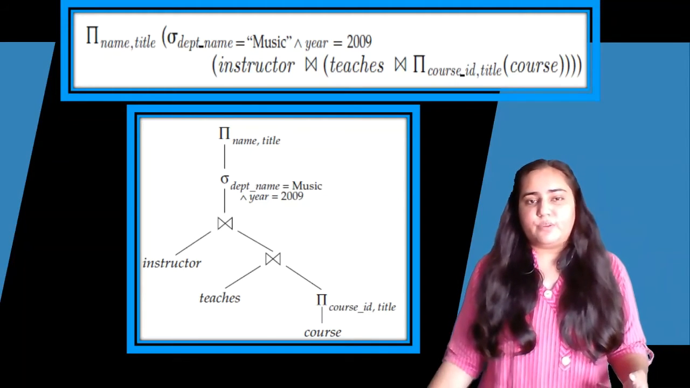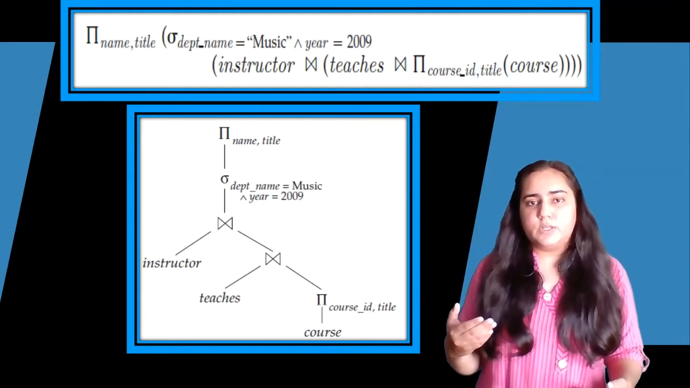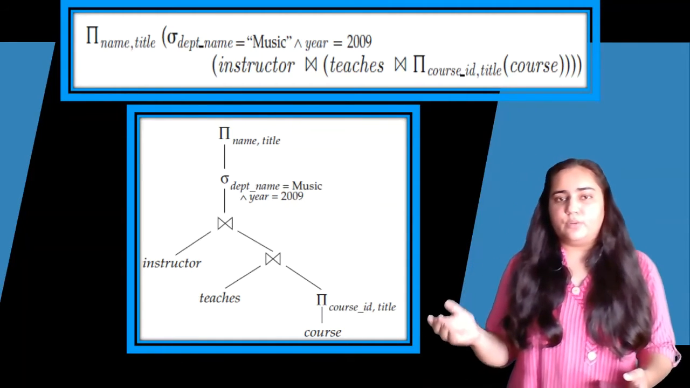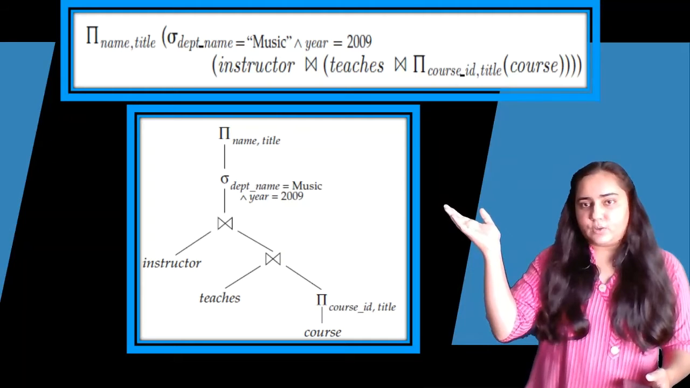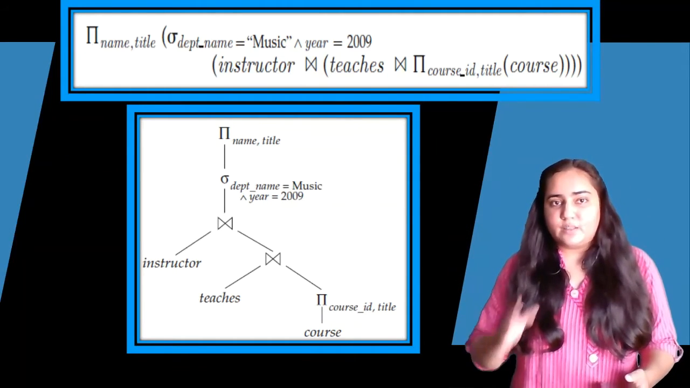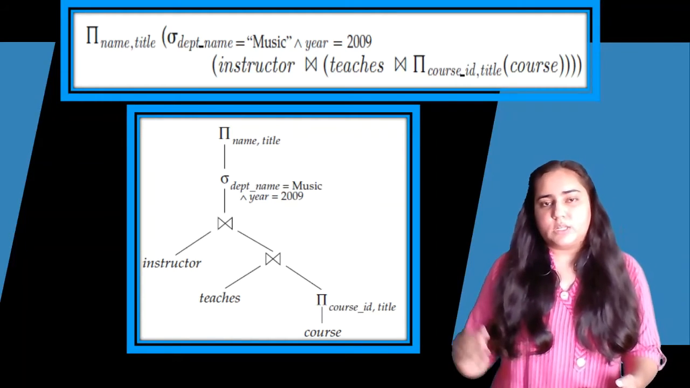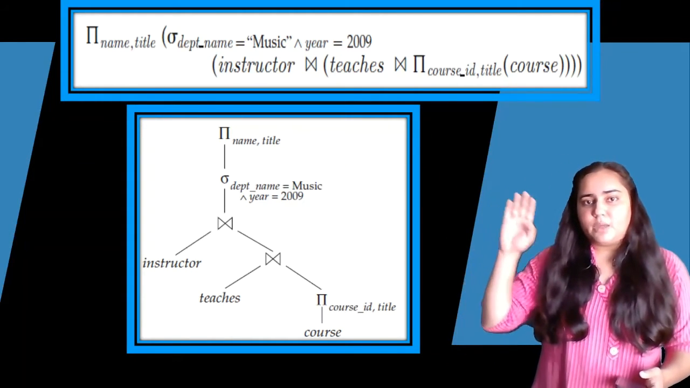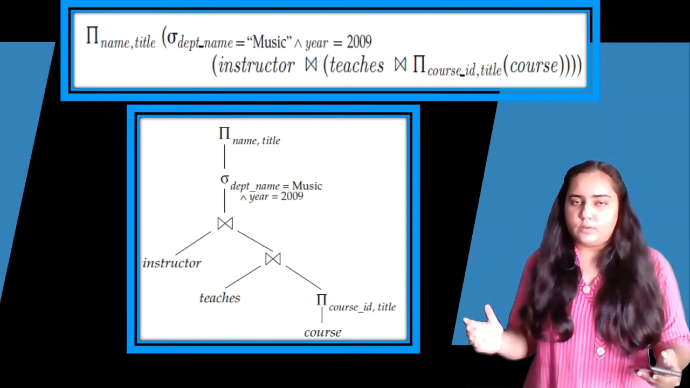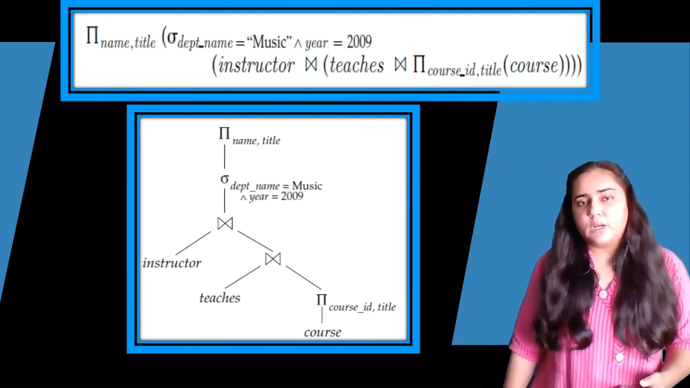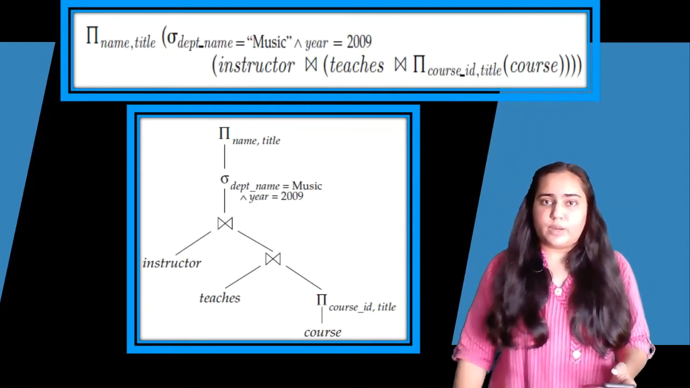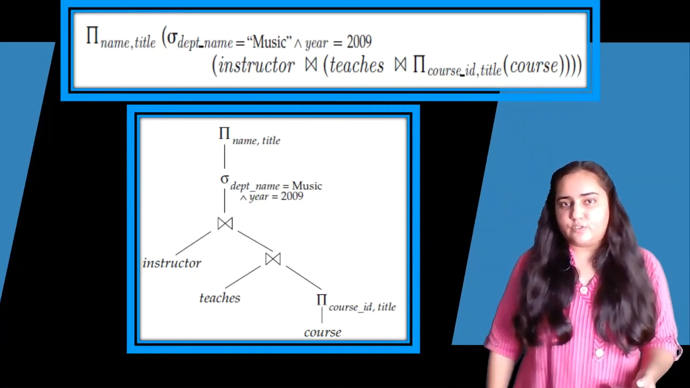And after that, I've performed the sigma operation, where I've taken dept name equal to music and year equal to 2009. Both of those are present right here, you can see. And then over it, I have taken the pi operation. So the pi operation is fetching for me the name and title columns from this whole query that we have done so far. So this is what the tree looks like for my original query. This is the original query without any transformations.